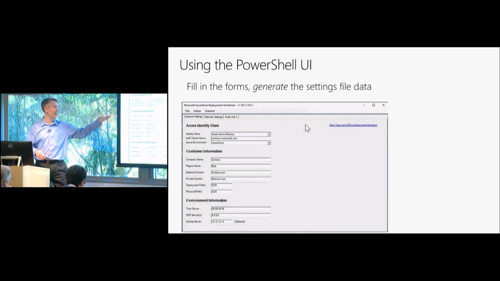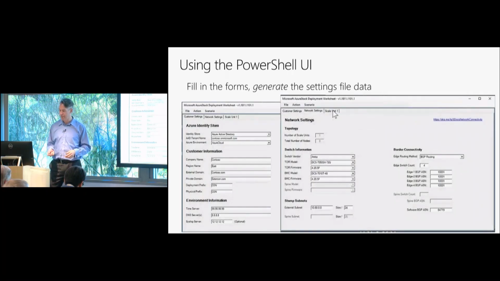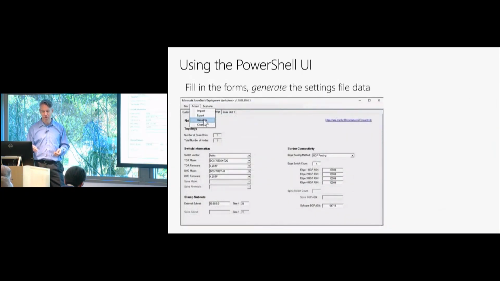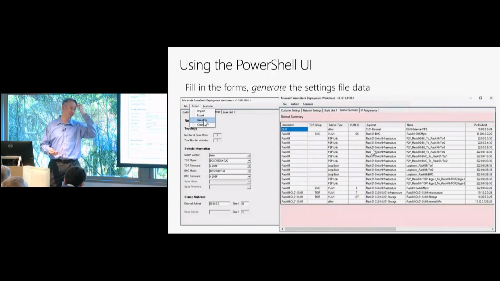So it looks like this. It's going to ask you a bunch of questions. What do you want to use for your identity? What's your company name? What's your domain name? What are the prefixes for the virtual machines? Where's your time server? All of these feed the initial configuration of Azure Stack. Once you've entered all the information, you can use the menu to generate the output file. That's just a JSON file, and it will be used to drive the deployment.